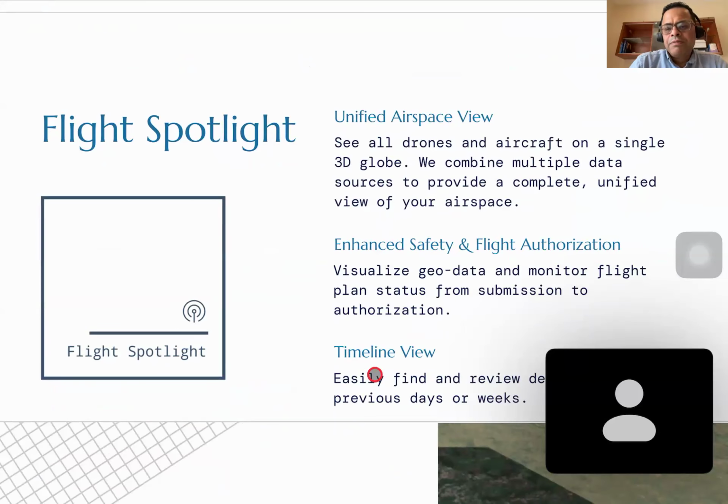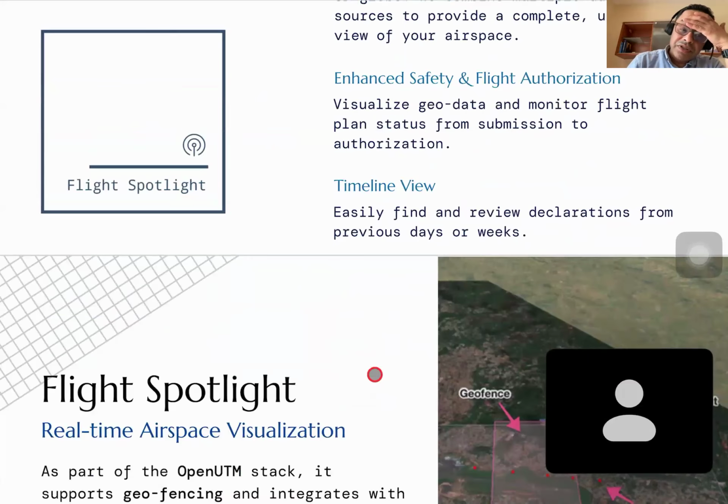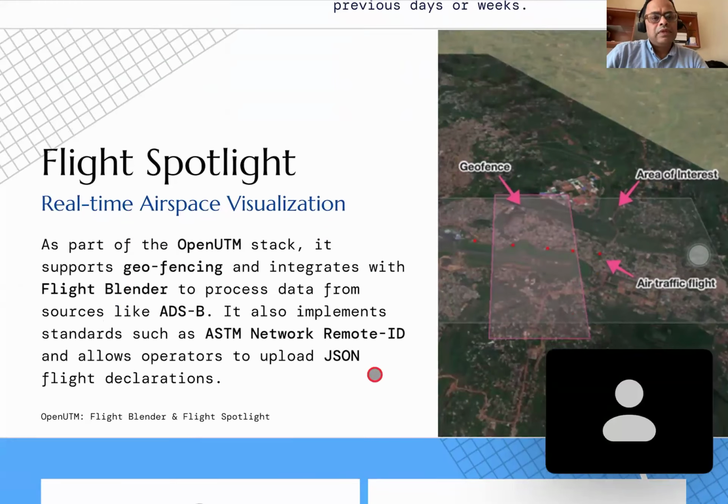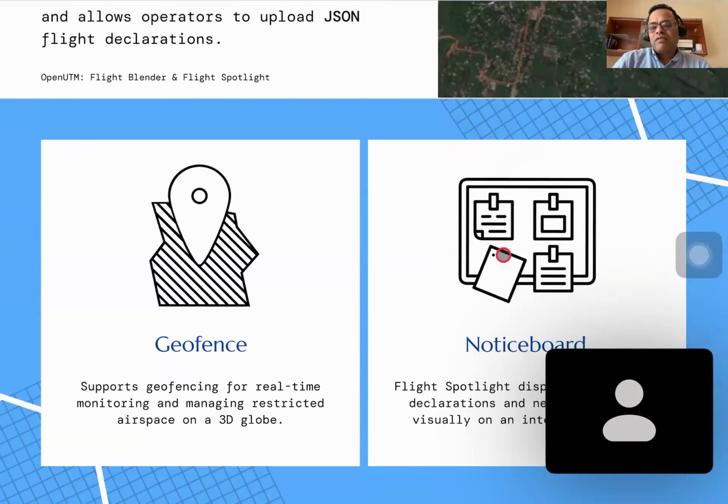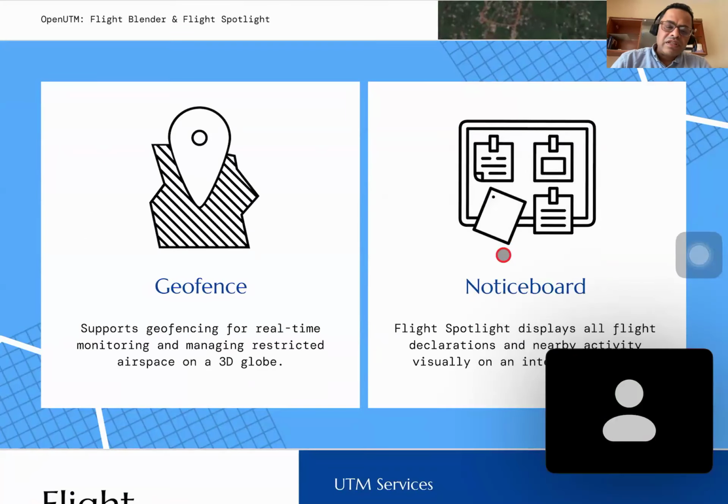github.com/OpenUTM. I'm just going to show you some pictures of the tool. Here it is, for example, exactly what you would expect: a map, some geofence information, an area of interest and air traffic. And of course, you have things like flight declarations and so on.